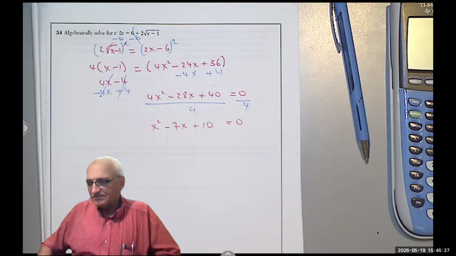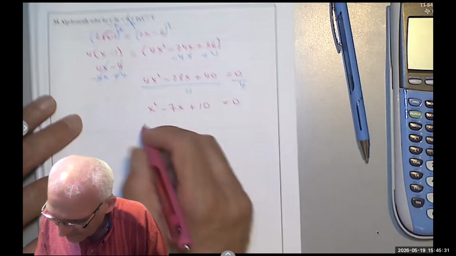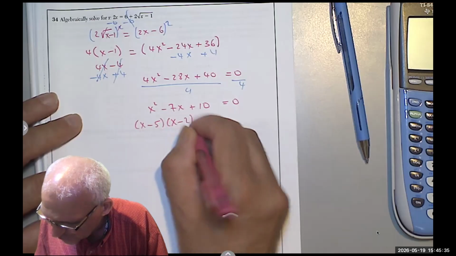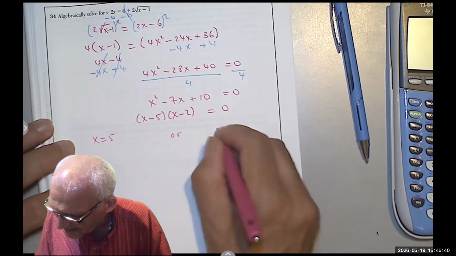Two numbers that multiply to 10 and add up to negative 7 are negative 2 and negative 5. So (x - 5)(x - 2) = 0. So either x equals 5 or x equals 2.